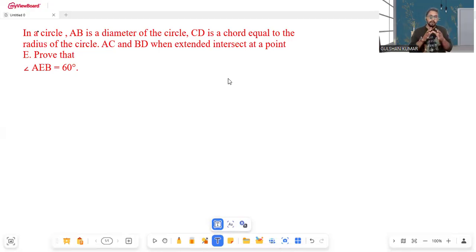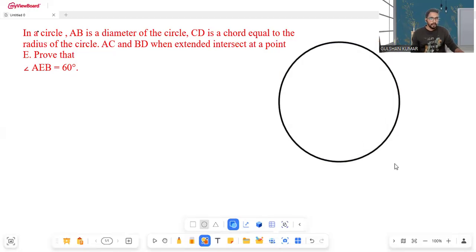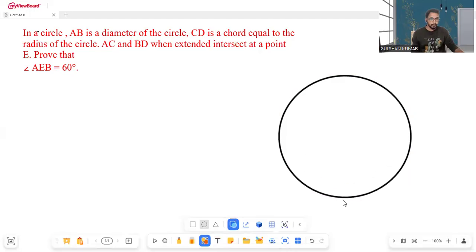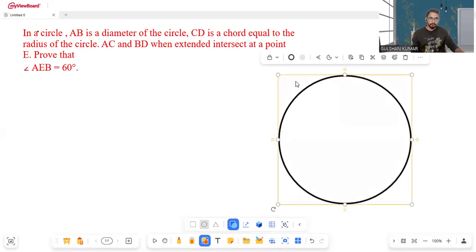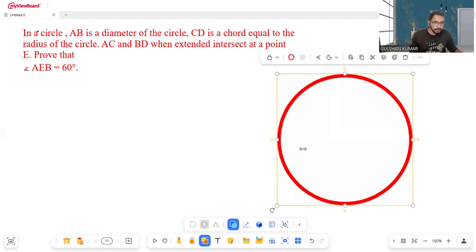So we have to prove that angle AEB is 60 degrees. For a basic understanding of this question, we have to draw our circle and the other things so that we can understand it easily. Starting with the circle, we make it thicker so that we can easily see it. So here we have a circle.